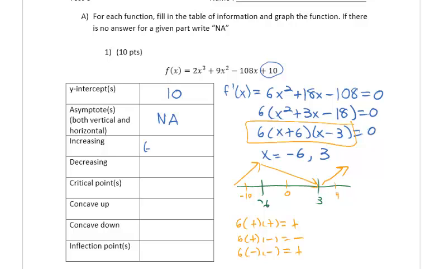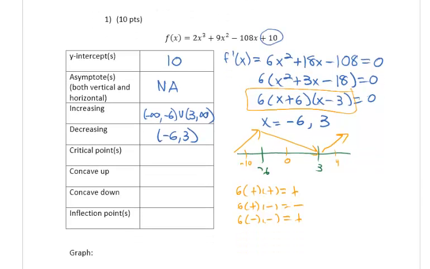So the graph is increasing from negative infinity to negative 6, union, it's increasing again from 3 to infinity. It's decreasing in the middle from negative 6 to 3. Critical points, we have the x values of the critical points. The x values are negative 6 and 3, so we need to plug those into our calculator to find the y values. So I'll plug those into my calculator using the table feature, and negative 6 comes out to 550, and 3 comes out to negative 179.